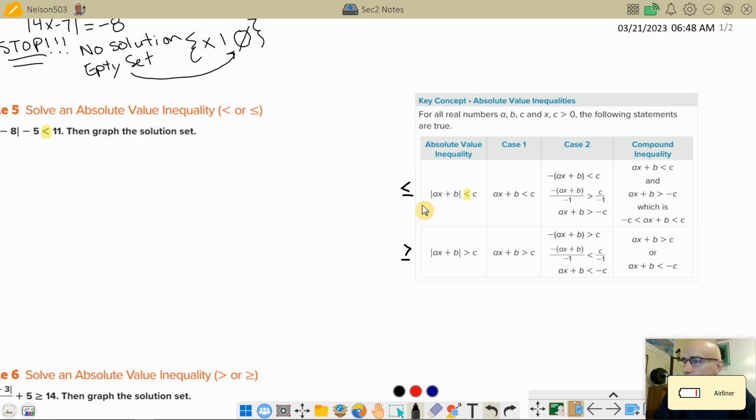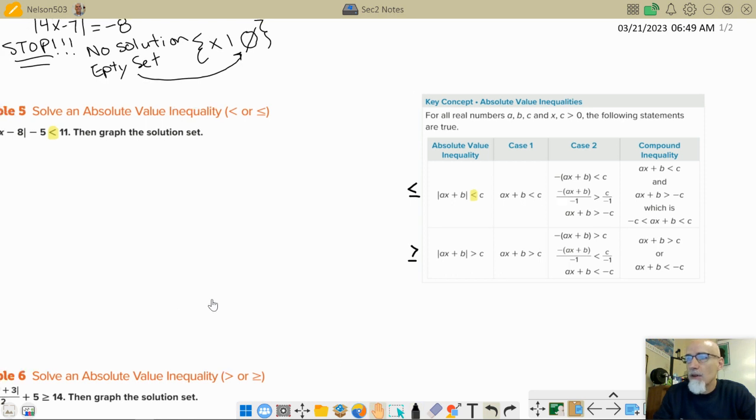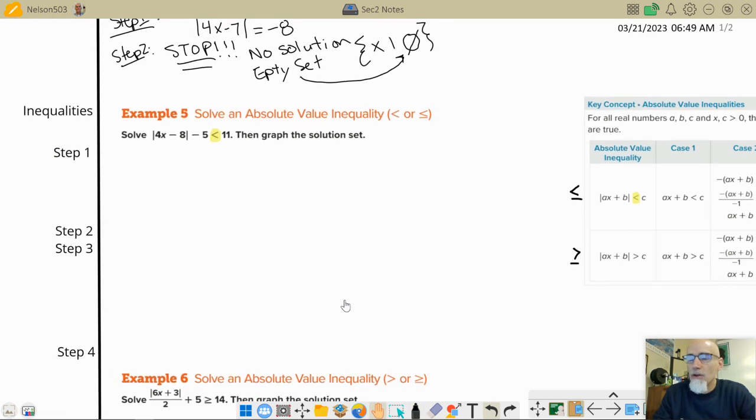When they do case 1, it's like if ax plus b is positive, well, that changes nothing. You've got ax plus b less than c. But if ax plus b is negative, notice how they put the negative sign right there? They didn't do that with equations. And here's why they're doing it now, because you've got to get that negative to the right side of the inequality. And when you divide by -1, it switches the inequality sign. So I'm going to show you these 2 cases over here in example 5, I think, and I want you to put it down in your notes.